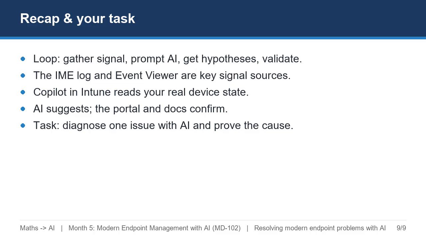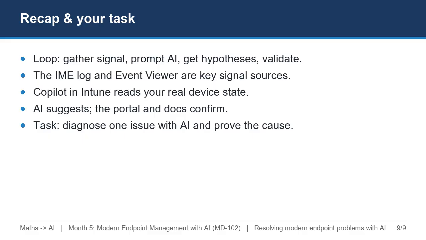Let's recap. The loop is gather signal, feed structured context to AI, get ranked hypotheses and a next step, then validate. The IME log and event viewer are where your signal lives, and Copilot in Intune reads your real device state. AI suggests, but the portal and the docs confirm.